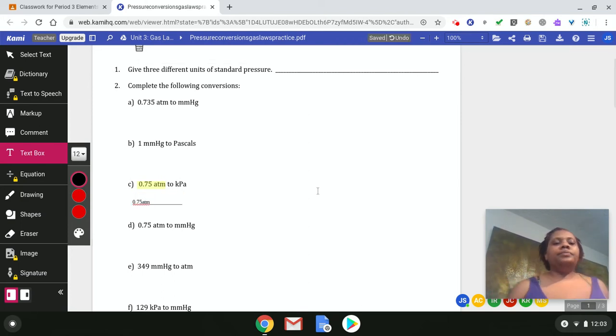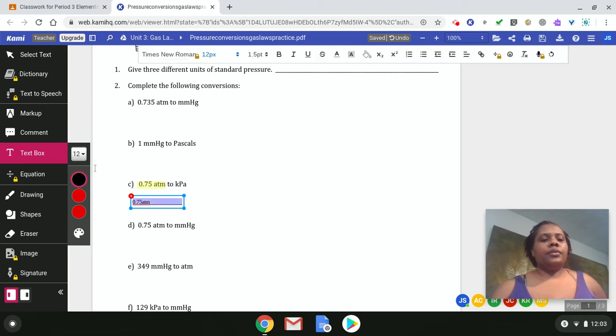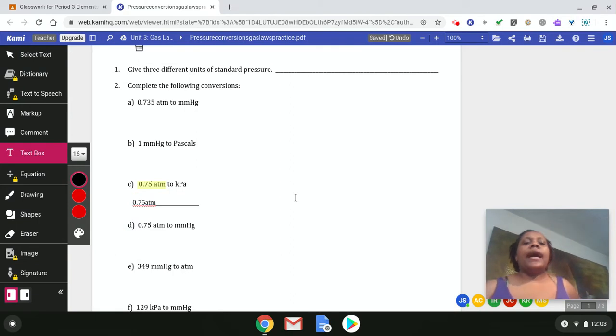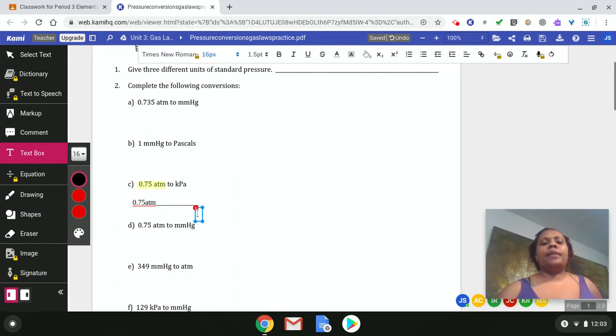Now, before we go back to the conversions, I'll make this a little bit bigger for you. I thought that 16 would be too big, but there we go. Now, what do we do next? What you're going to do is figure out what is the given and what's the unknown, just like we did with those conversions in class. Since the given is atmospheres, that means I have to put atmospheres at the bottom of my line, right? So I'm going to do that now. And since the unknown is kPa, I'm going to put kPa at the top of my line.